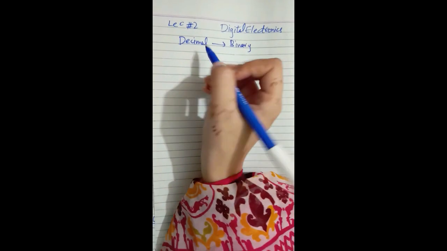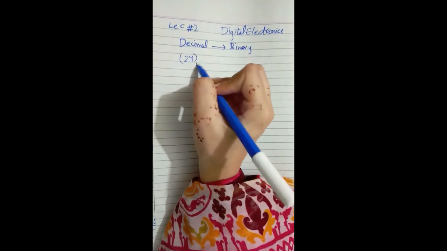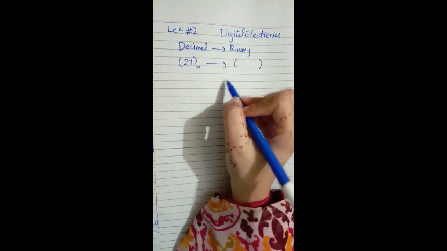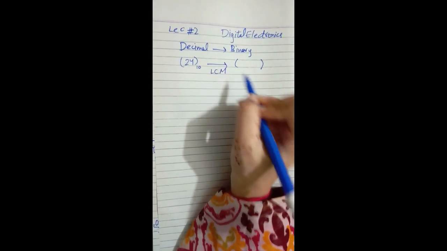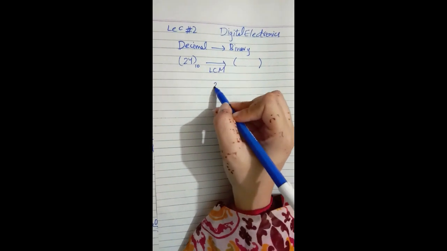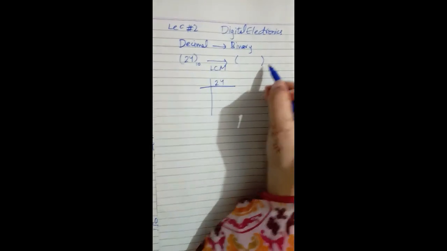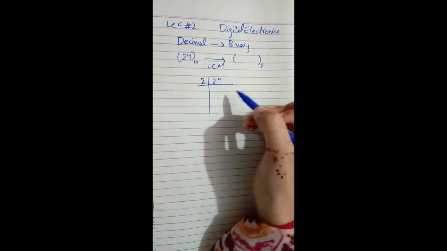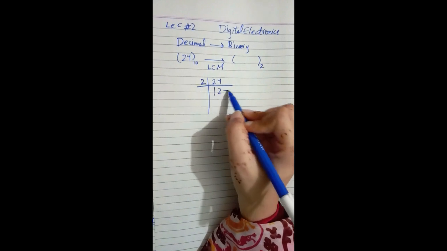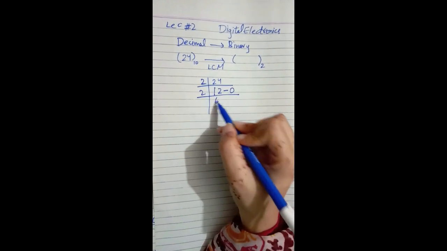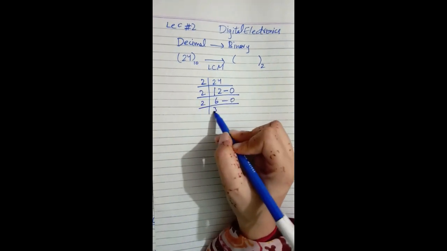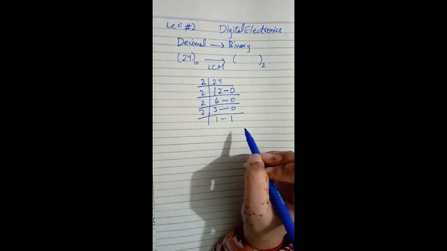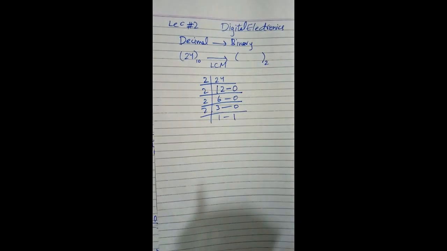For this we are taking the number in decimal, that is 24 with base 10, and we will convert it to the binary number. For this we will use the method of LCM, the simple LCM we do in maths. That is 24, the number we have, and the base of binary is 2 as we know. So we will do the LCM with the number 2. 2 ones are 2, 2 twos are 4, the remaining is 0. 2 sixes are 12, remaining 0. 2 threes are 6, remaining 0. 2 ones are 2, remaining is 1. So this is our final answer.